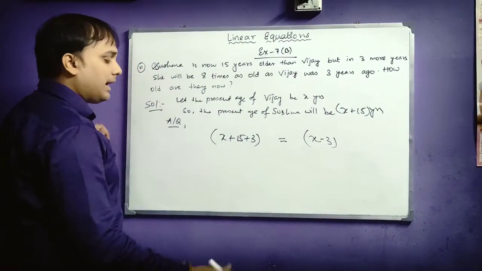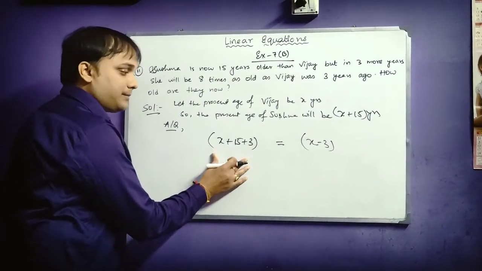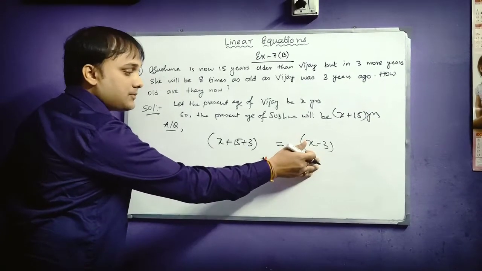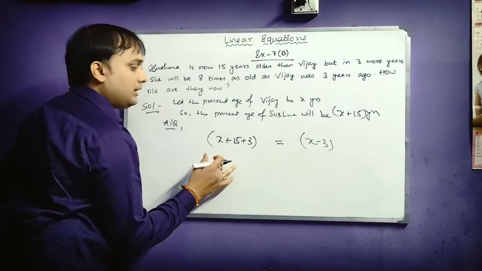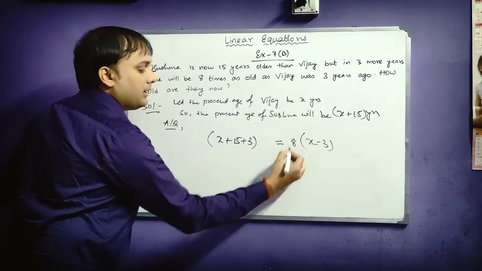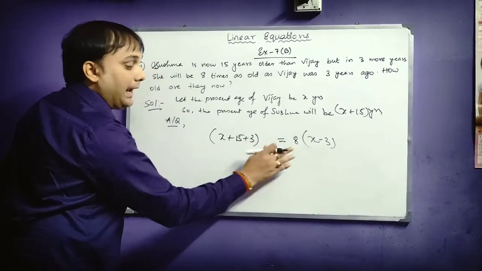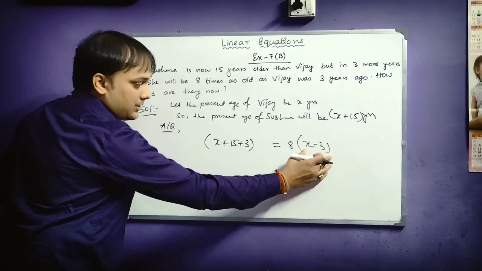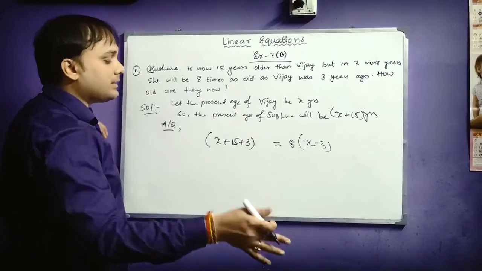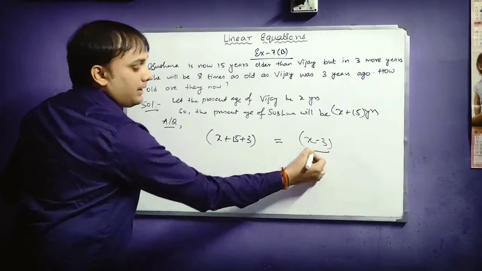Now it is said that Sushma will be 8 times of what Vijay's age will be. So where will we multiply 8, students? Here or here? Definitely we will be multiplying 8 here, because Sushma will be 8 times of Vijay's age. So it will be 8 into Vijay's age. Okay, and in another way also you can see this side and this side.